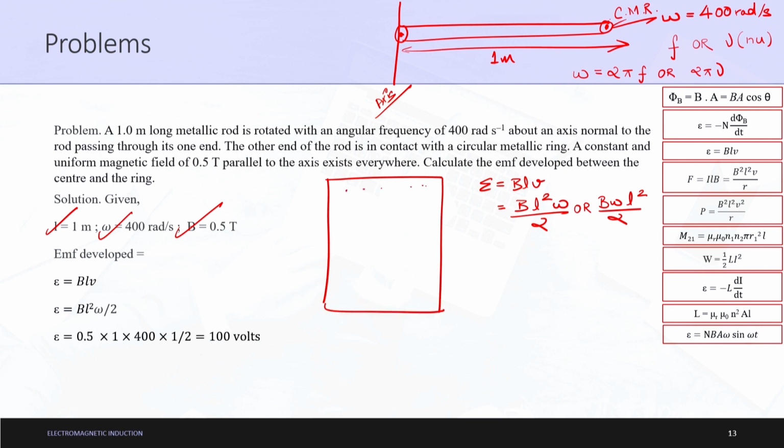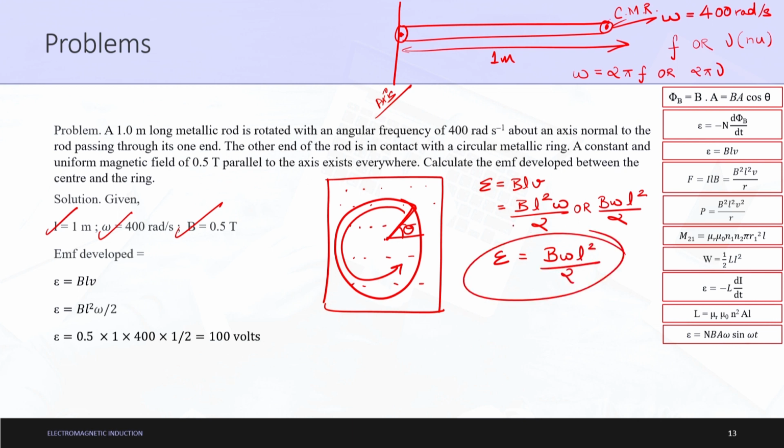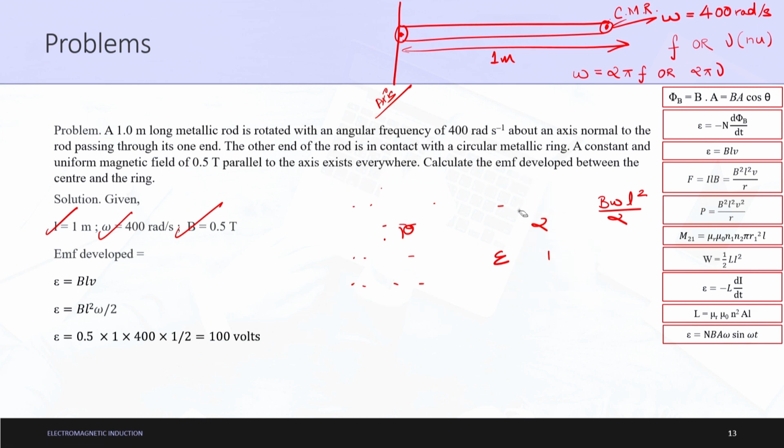So, let us say this was the magnetic field, just to make you remember. There was the center, there was a long rod and there was a metallic ring going in this direction. When it was going in this direction, there is a change in theta, and because of change in theta we need to calculate the value of epsilon here, and the epsilon which we calculated in that lecture was B omega L square by 2. So, the same formula is being used here, nothing has been derived new, just remember this formula and you are good to go.